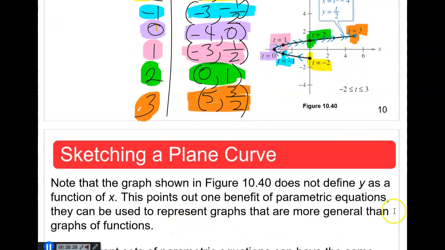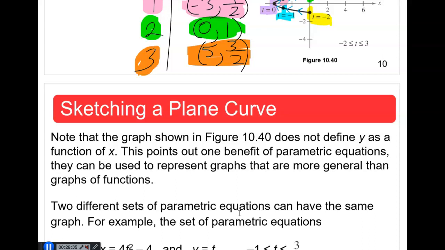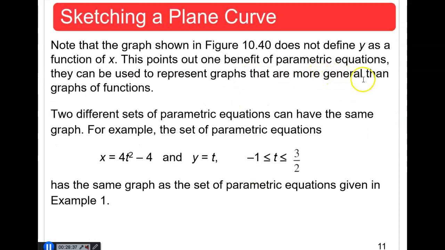So this points out one benefit of parametric equations. They can be used to represent graphs that are more general than graphs of functions. So two different sets of parametric equations can have the same graph.